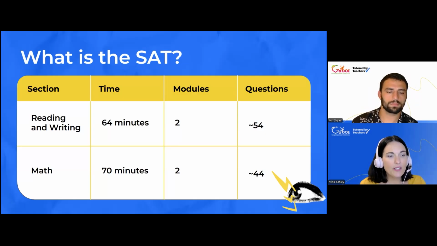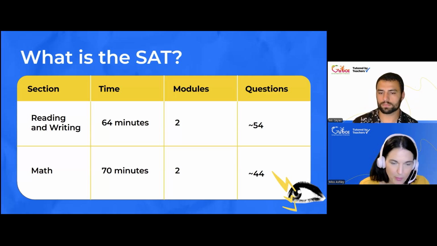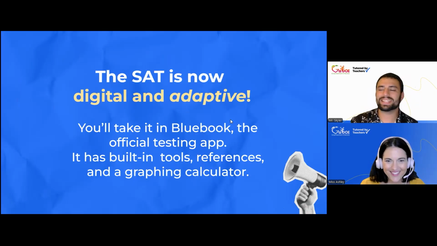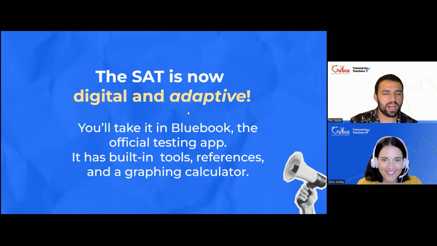And do not forget that this is a digital test. So we want you to expect to see the Desmos calculator online, and you're going to take your test all online. So make sure you're prepared for that. That's right. The SAT is digital and it's adaptive. That's a word I might not be so familiar with. Miss Ashley, tell us about the adaptive part of our SAT.